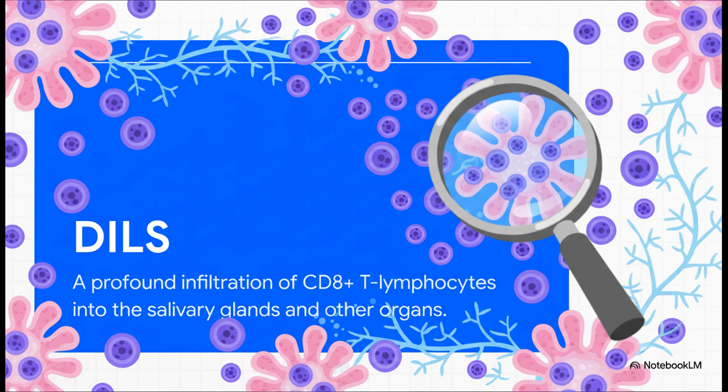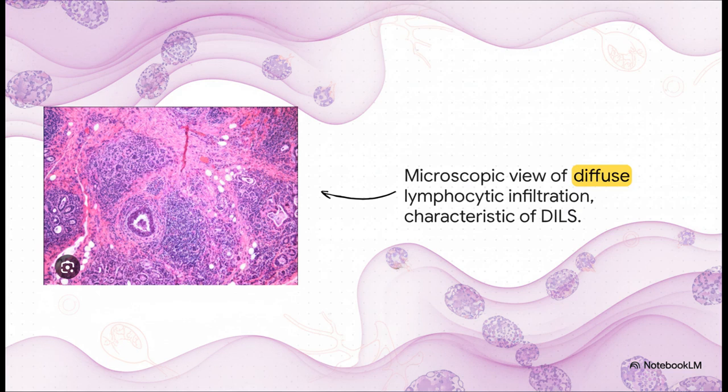Now, sometimes this whole process is part of a bigger, more systemic picture called diffuse infiltrative lymphocytosis syndrome, or DILS. With DILS, we're not just talking about a few isolated cysts. This is a massive infiltration of a very specific immune cell, the CD8 plus T lymphocyte, flooding into the salivary glands and potentially other organs too. Under the microscope, DILS looks totally different. Instead of a nice, clean, defined cyst, you just see these waves of purple lymphocytes pouring into the normal gland tissue. It's a much more widespread, or diffuse, kind of process.